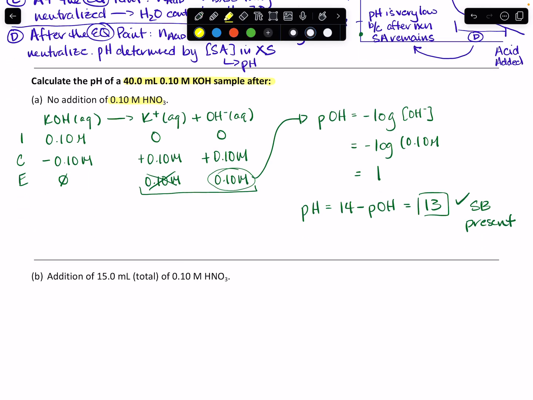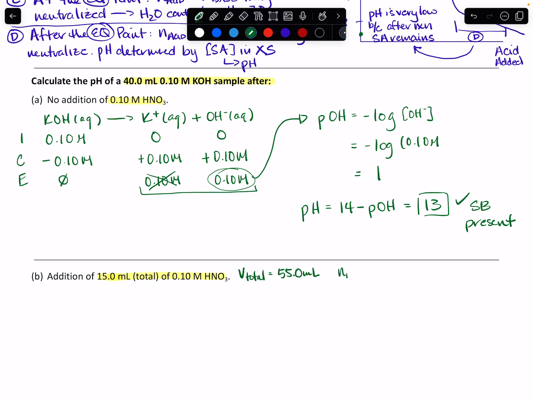All right. For our next part, we are going to add 15 milliliters total of my acid to that 40 milliliters of base. One thing you have to watch out for is to keep track of the total volume. So 40 plus 15, I've got 55 milliliters of solution. Now why does that matter? Because I have diluted my base a little bit. At this point, you've got a couple choices. You can go ahead and do your dilution calculations right now, or you can just use the moles of each substance and do the dilution one time at the end. I like to use the moles.